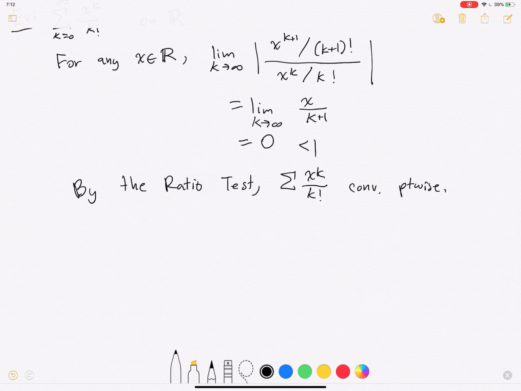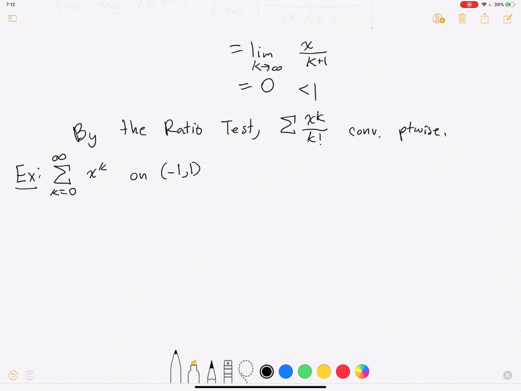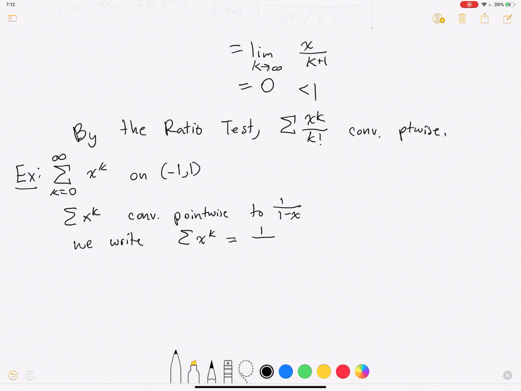Now let's look at another example: the sum from k equals 0 of x^k, on the domain the open interval from -1 to 1. The sum of x^k converges pointwise to 1 over 1 minus x. So we'll write that the sum of x^k is equal to 1 over 1 minus x pointwise.